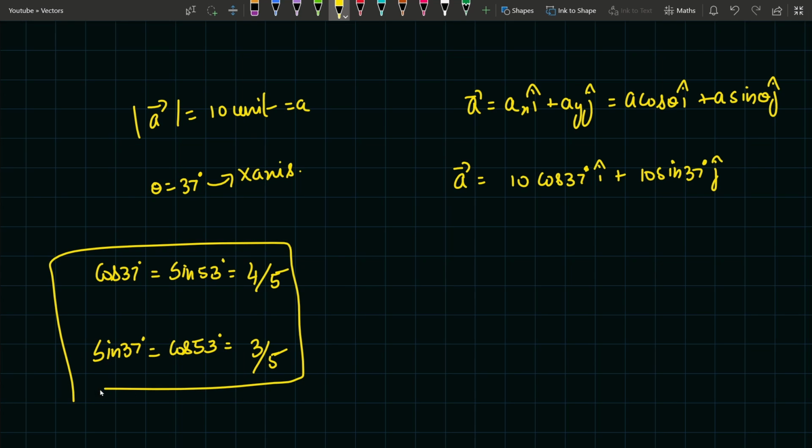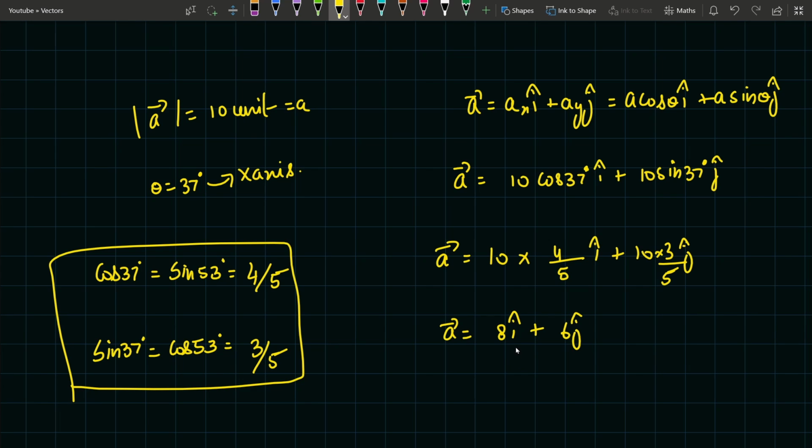So this you should know, and applying that here, A vector becomes 10 into 4 by 5 I cap plus 10 into 3 by 5 j cap. That gives us A vector to be 8 I cap plus 6 j cap. So if you want to make sure, you can just find the magnitude of vector A again. That is root of 8 square plus 6 square, that will give you 10. And that's how basically you resolve a vector in IJK format.